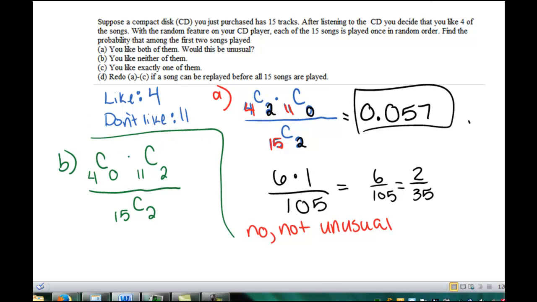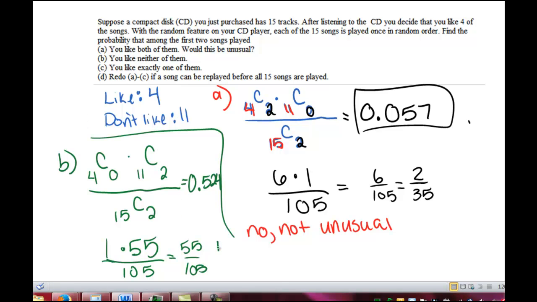And whenever we put this in our calculator, we're going to get 0.5238 or 0.524. If you're actually working this out, the 4 choose 0 is going to give you 1. 11 choose 2 will give you 55. And the 15 choose 2 will still give you 105. So you end up with the 55 over 105, or 11 over 21.